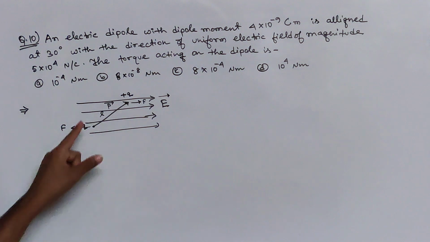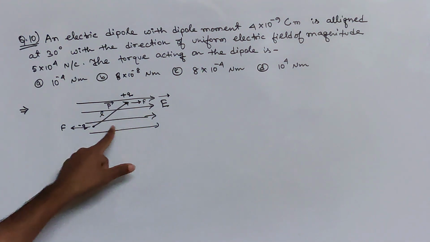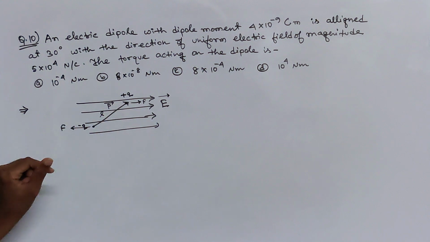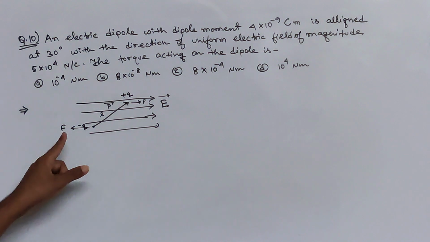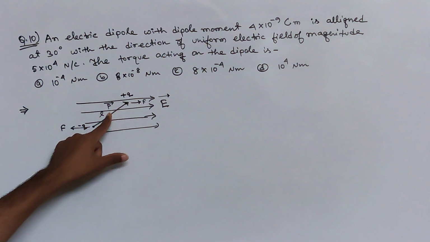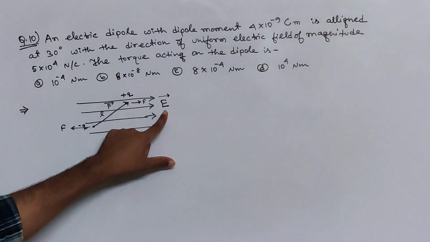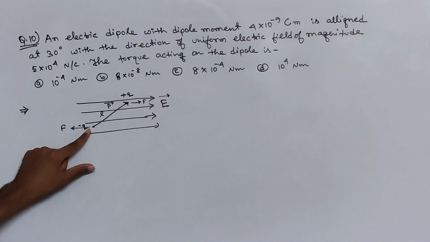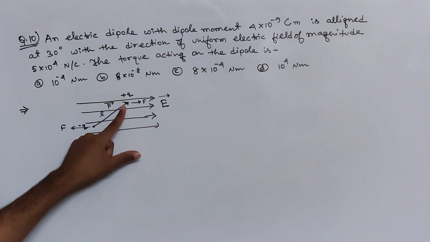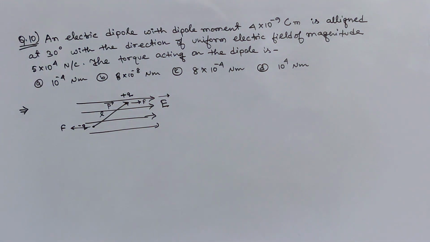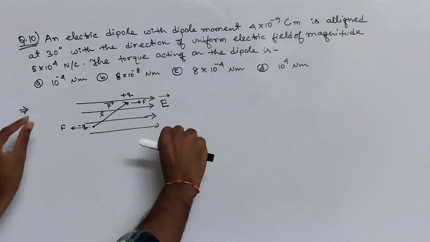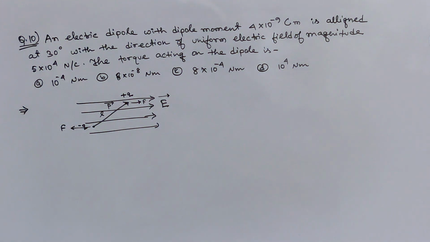So if this is the direction of electric field E and this is the direction of the dipole moment, electric dipole P, then you know the electric dipole is directed from the negative charge towards the positive charge, right? And this dipole will experience a torque due to E, because this negative charge will experience a force opposite to the direction of electric field, and this positive charge will experience a force along the direction of electric field, and due to that this dipole will try to rotate and try to align along the direction of electric field, right?